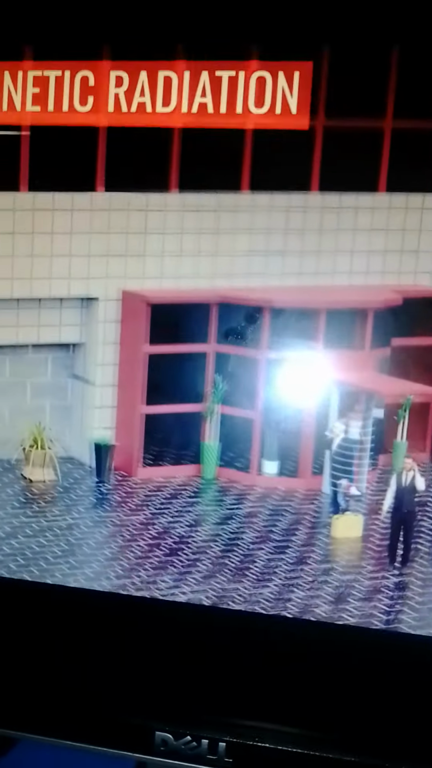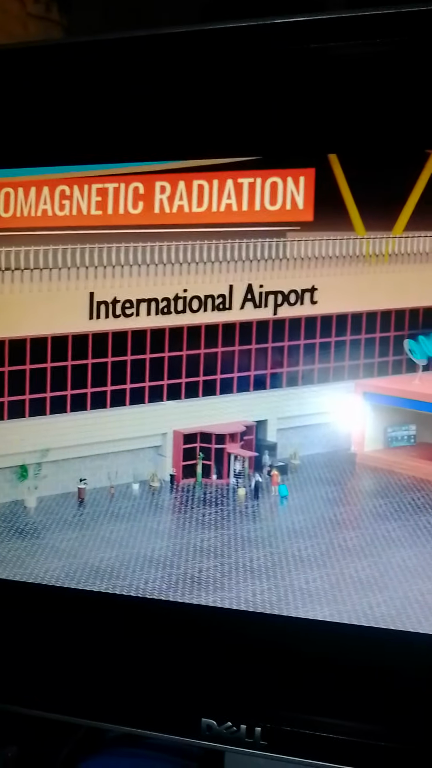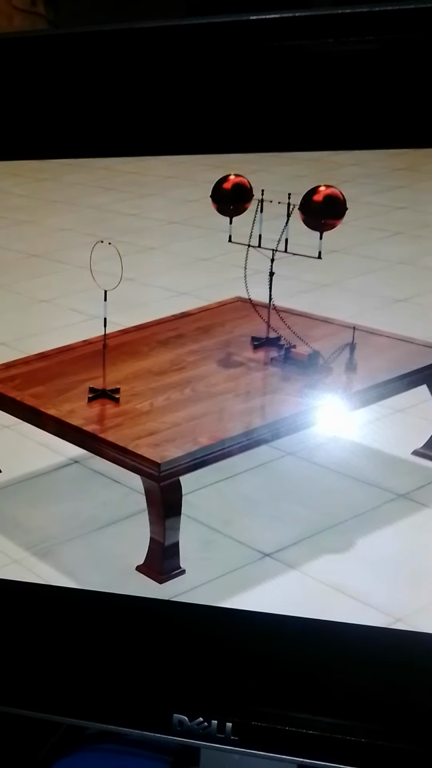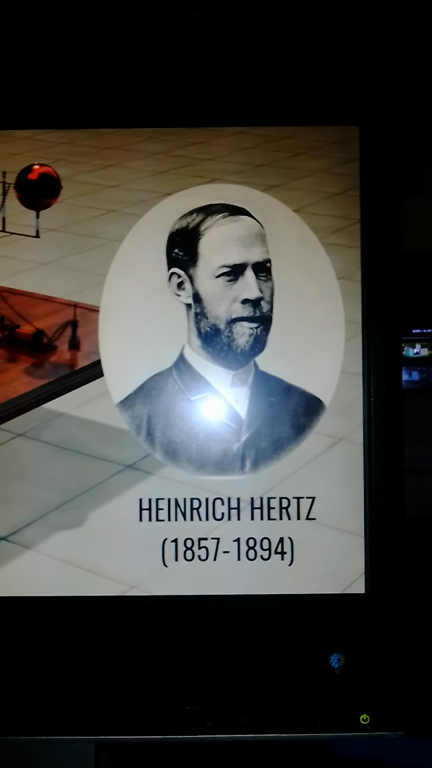Humans are completely surrounded by electromagnetic radiation. Have you ever thought of the physics behind these traveling electromagnetic waves? The great scientist Heinrich Hertz was the first man to transmit and detect electromagnetic waves.